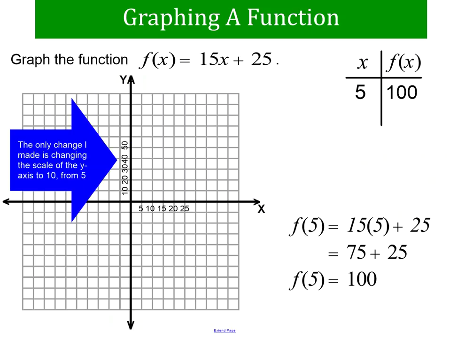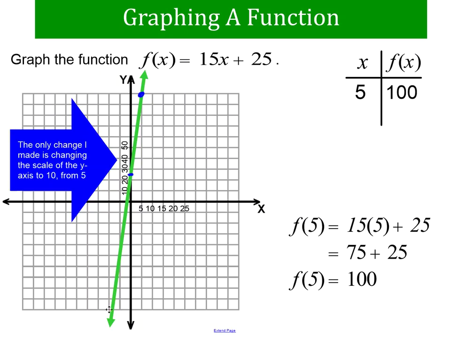Here's something else that we could do. The only change I'm going to make here is the scaling of the y-axis, going from 5 to 10. We're still going to graph our first coordinate point here at 0, 25. I'm keeping my same work over here, which we just found out, f of 5 is 100, the coordinate point 5, 100. But here we can graph if we go by tens. 60, 70, 80, 90, 100. The coordinate point 5, 100 is a coordinate point which is on this graph. And now we can graph this line.